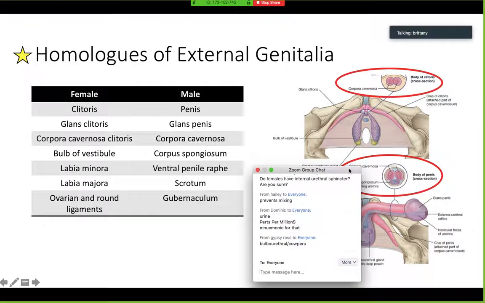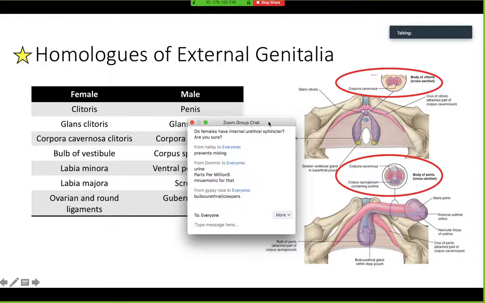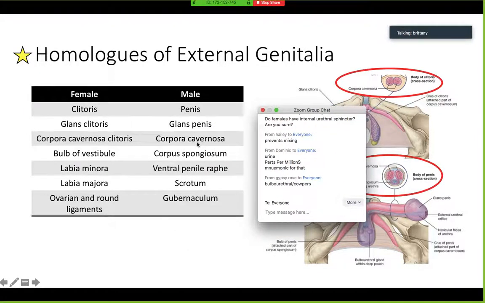Okay. I believe in lecture she said that you would have a question asking you about the homologs of the external genitalia. And I think in our practical last year, they did something where they would tag a structure on the female and then they would ask you for the male homolog. So that's kind of a way that they can make a second order question in the practical. So make sure you know this chart.